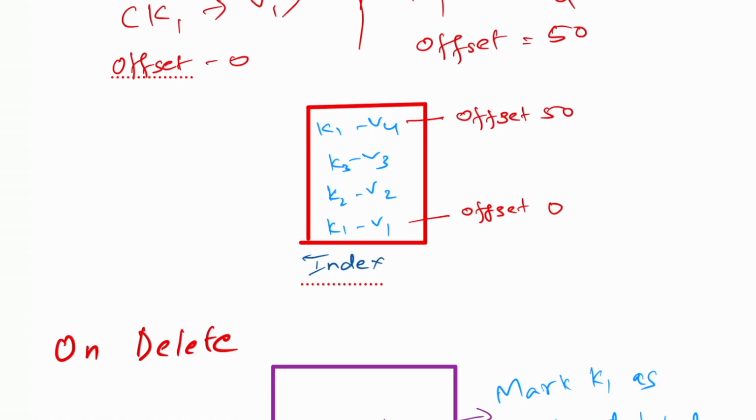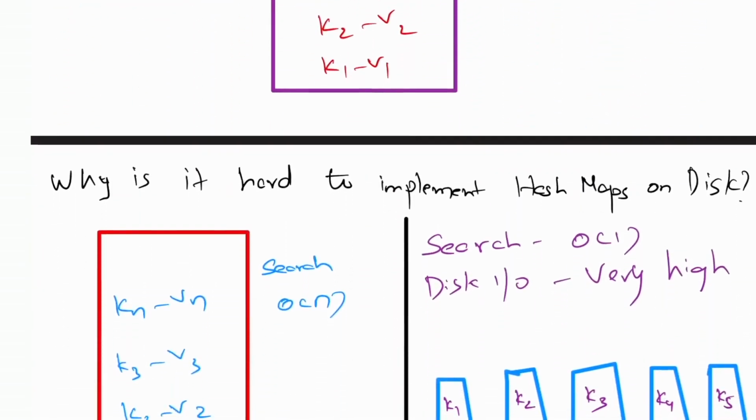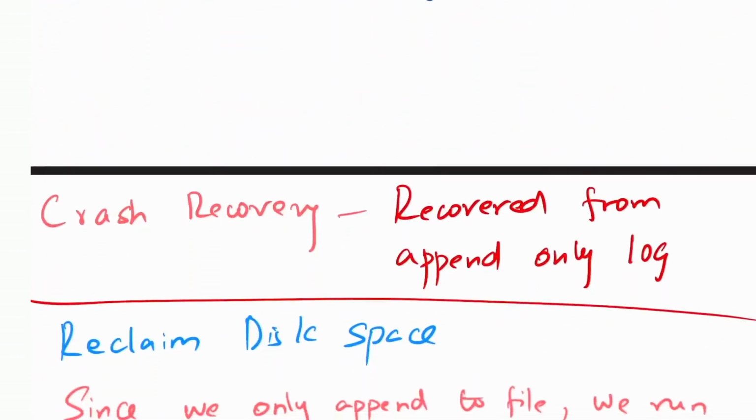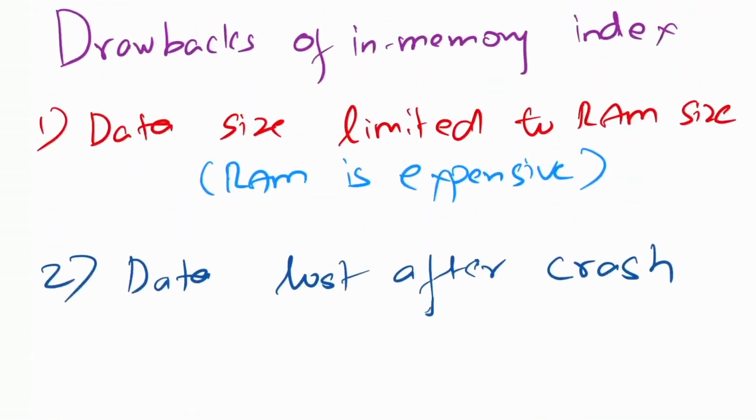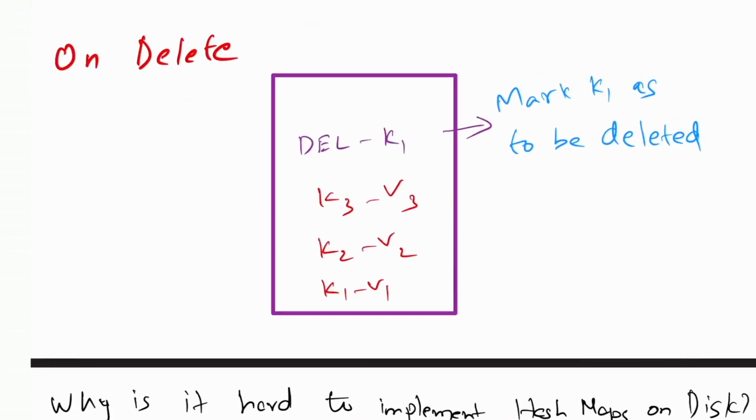But doing that every time you want to get some key value pair is pretty expensive. Correct? I hope that point is clear. So crash recovery is pretty simple. We just read the log line by line and refill our hash map. But there's still one problem. Every time you update or delete or insert, you're adding a new line.